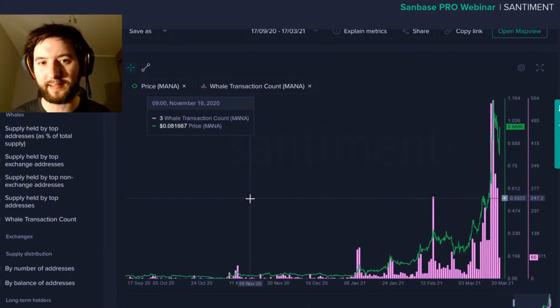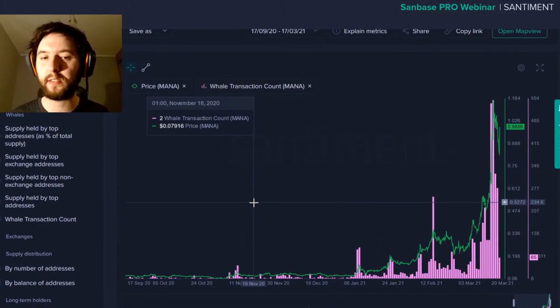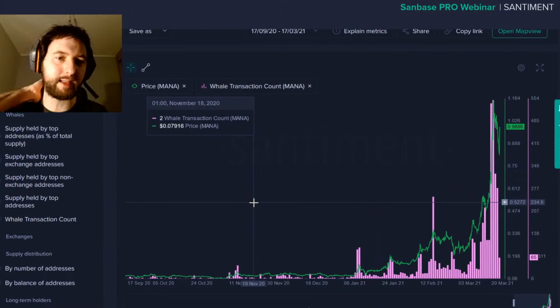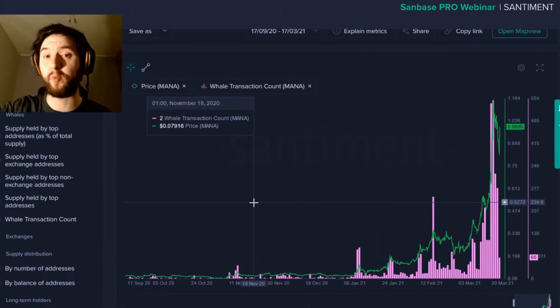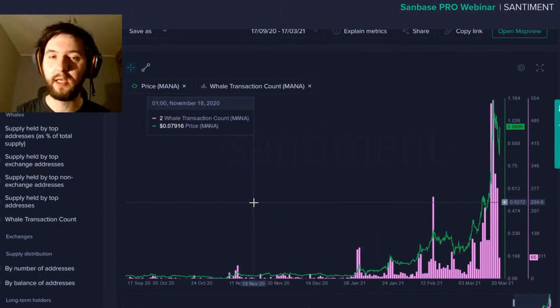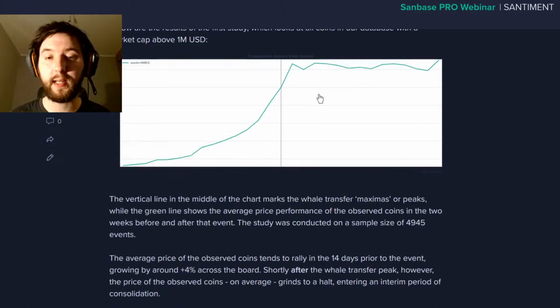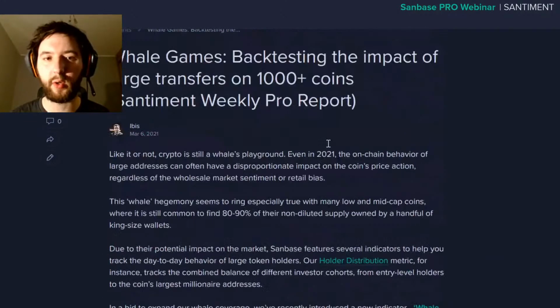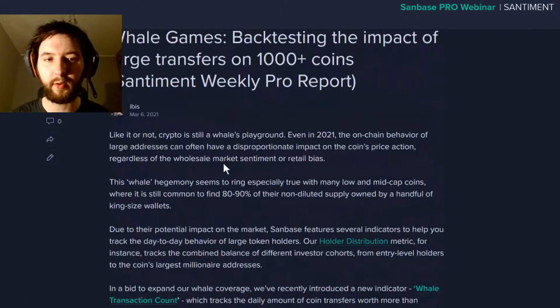So we wanted to test this metric very shortly after we rolled it out to the masses to figure out whether there's any actual backtesting potential or whether we can prove the hypothesis of large spikes in whale transfers actually impacting the price of the coin in the short term negatively. We wanted to test if this was true on a sample size of 2,000 to 3,000 different coins, right? So what we did, and we published this analysis, I think it was about a month ago.